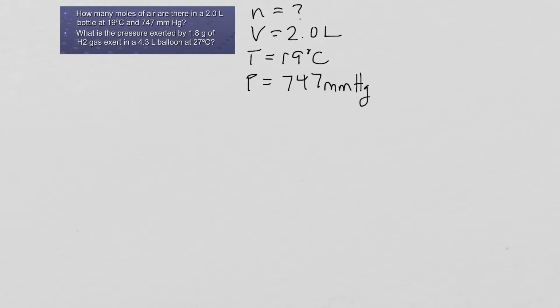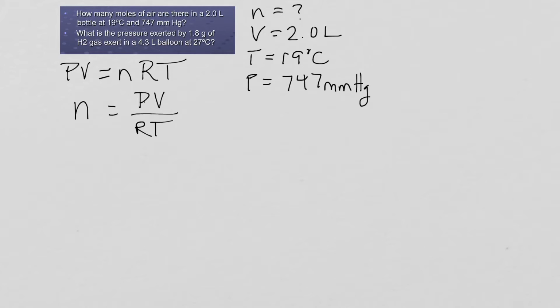Okay, so for these problems, we're going to attack the first one, which says, how many moles of air are there? So that's what we're trying to find. And then I'm just going to start listing my other givens. Okay, so I've listed all the givens, and what jumps out at me is I need to use PV equals nRT. And when I rearrange it, it's going to be PV over RT.